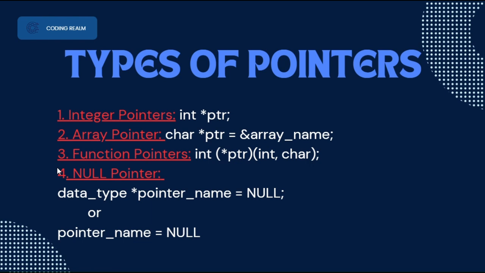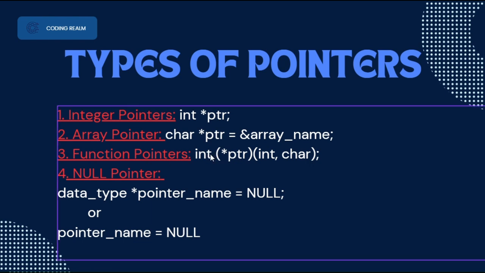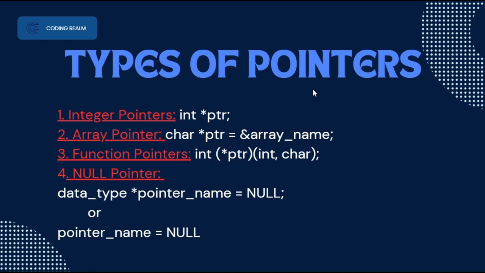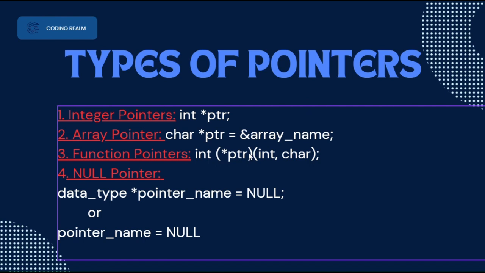The function pointer for this function will be like this: first of all, the data type, an integer, then the pointer name, and integer also, and the character. This is the syntax of the function pointer. We will see this in the next video in the examples, how to write the function pointers. In the first parenthesis, we put the pointer's name, and in the second parenthesis, we put the data type of the variable and the character.